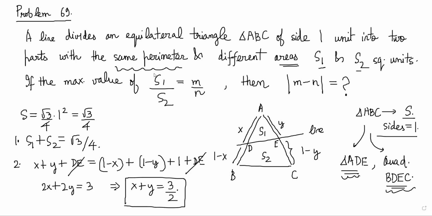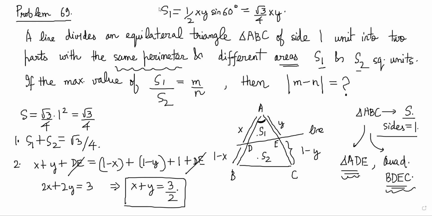Now the question is asking us for the maximum value of S1 by S2, which is supposed to be m by n, right? So for that, you will have to figure out what is the area of S1. If this angle is still 60 degrees because it was an equilateral triangle, it will be half into xy into sine 60. Half xy into sine 60, that is the area of triangle ADE. So that is clearly root 3 by 4 times xy, right?